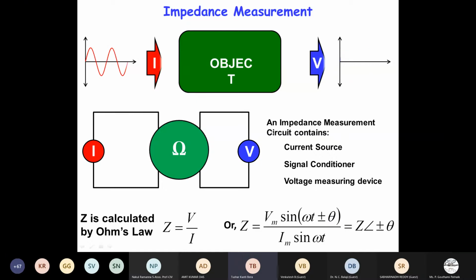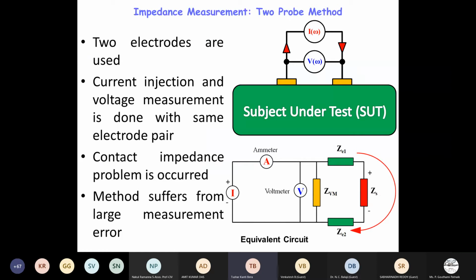If it is lagging, the minus sign will be there, and automatically we will get some voltage, and that voltage will be measured by a proper measuring device. We can divide that and get the impedance with its phase angle. So there will be impedance amplitude as well as impedance phase angle. That can be measured by our ammeter-voltmeter method or any other suitable impedance measuring device like an LCR meter or impedance analyzer, which are commercially available.